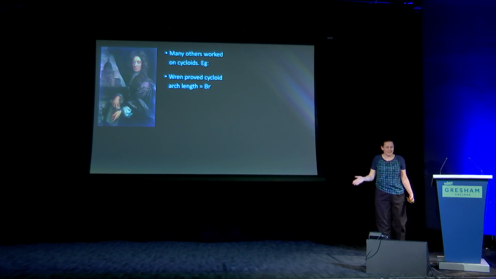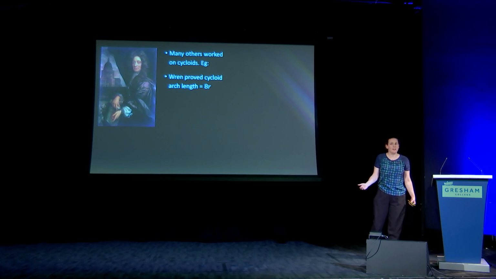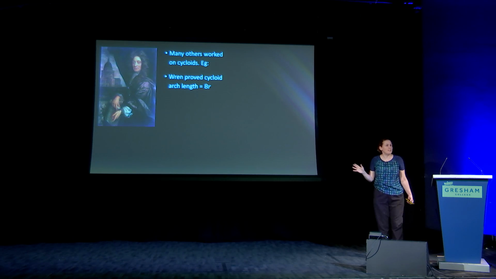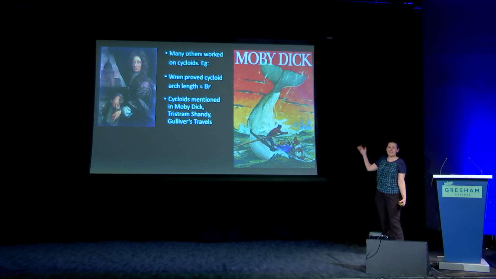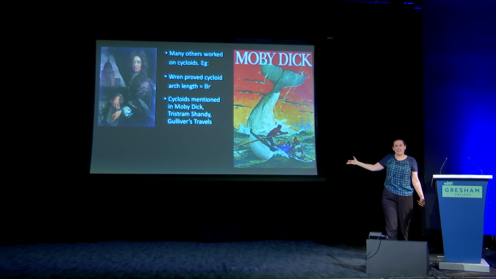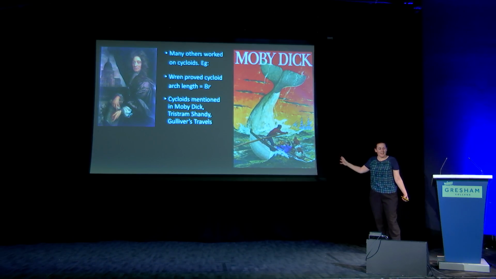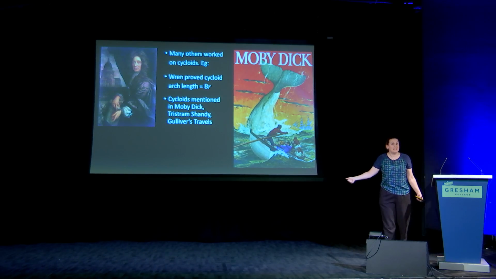So that's very nice. Cycloids didn't just catch the imagination of mathematicians either. They appear in several very, very famous works of literature, which we all have either read or think we've read. So, Moby Dick. There's a whole bit about cycloids in Moby Dick, which is very interesting. They're mentioned in Tristram Shandy. They're mentioned in Gulliver's Travels. So obviously, these are things that were in people's minds at this time.